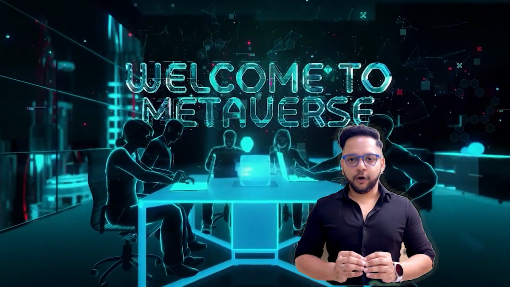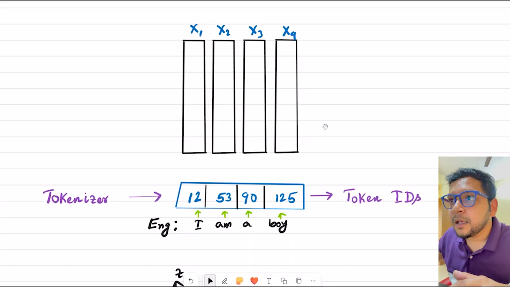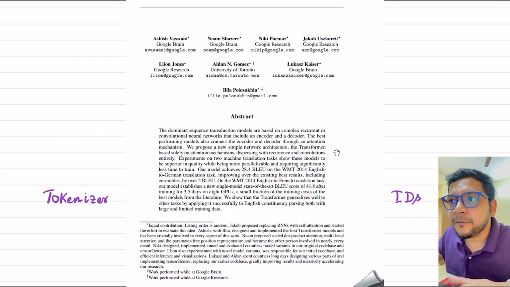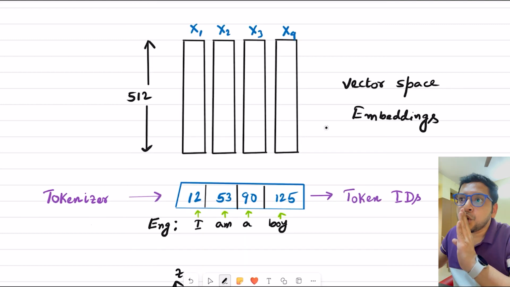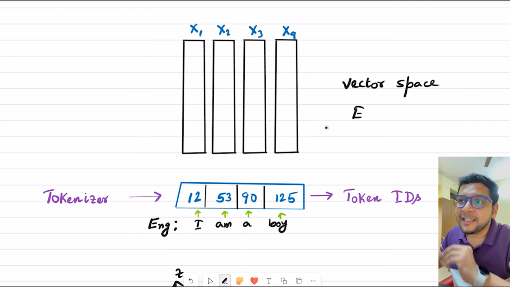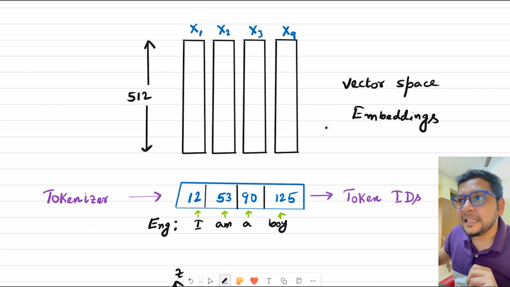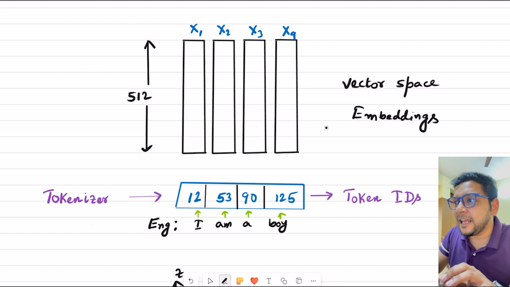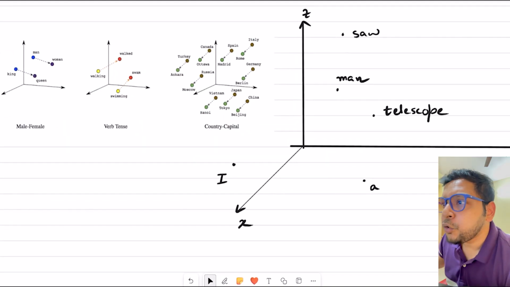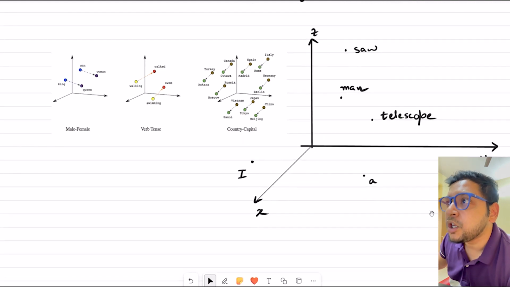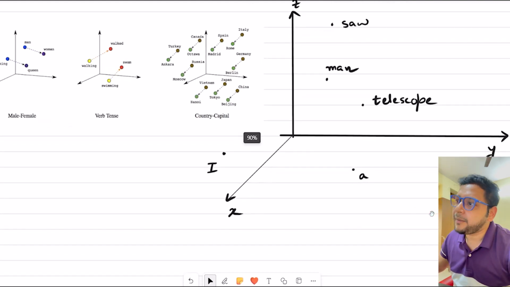Let's watch this video. Welcome to my metaverse. In the original paper, Attention Is All You Need, here this vector size or the embedding size is 512, which is very hard to show in this video. So for simplicity, let's take the size of this embedding vector as 3. So it has 3 dimensions, x, y and z, and all the words have been plotted in 3 dimensions.